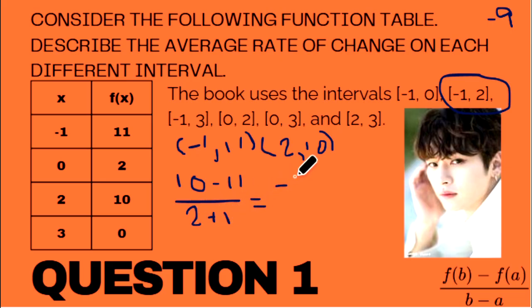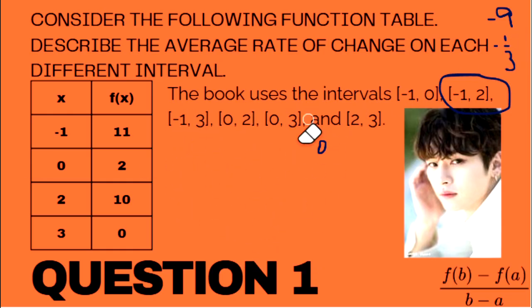So we have negative 1 over 3, which is negative 1/3. So our next one is negative 1/3. Because it's negative, it's decreasing. Okay. Erase. Let's do the next one.